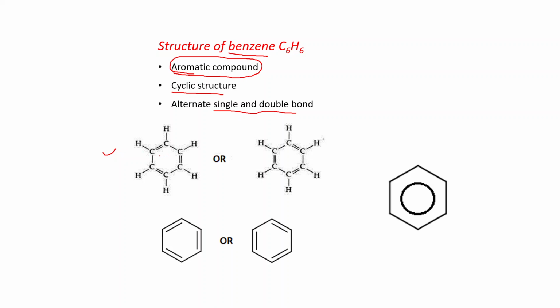This is cyclic. That's why there are 6 carbon atoms in a ring. This is 1, 2, 3, 4, 5, and 6. Alternate double bond and single bond. If this is a double bond, then this is a single bond. Double bond, single bond. This is double bond, single bond. And the remaining valency of carbon is satisfied by hydrogen. You can also make the double bonds like this. In this case, the double bond is between these 2 carbon atoms. Now, in this case, the double bond is like this. Benzene is also represented like this, or in a very simple way, benzene is represented like this.